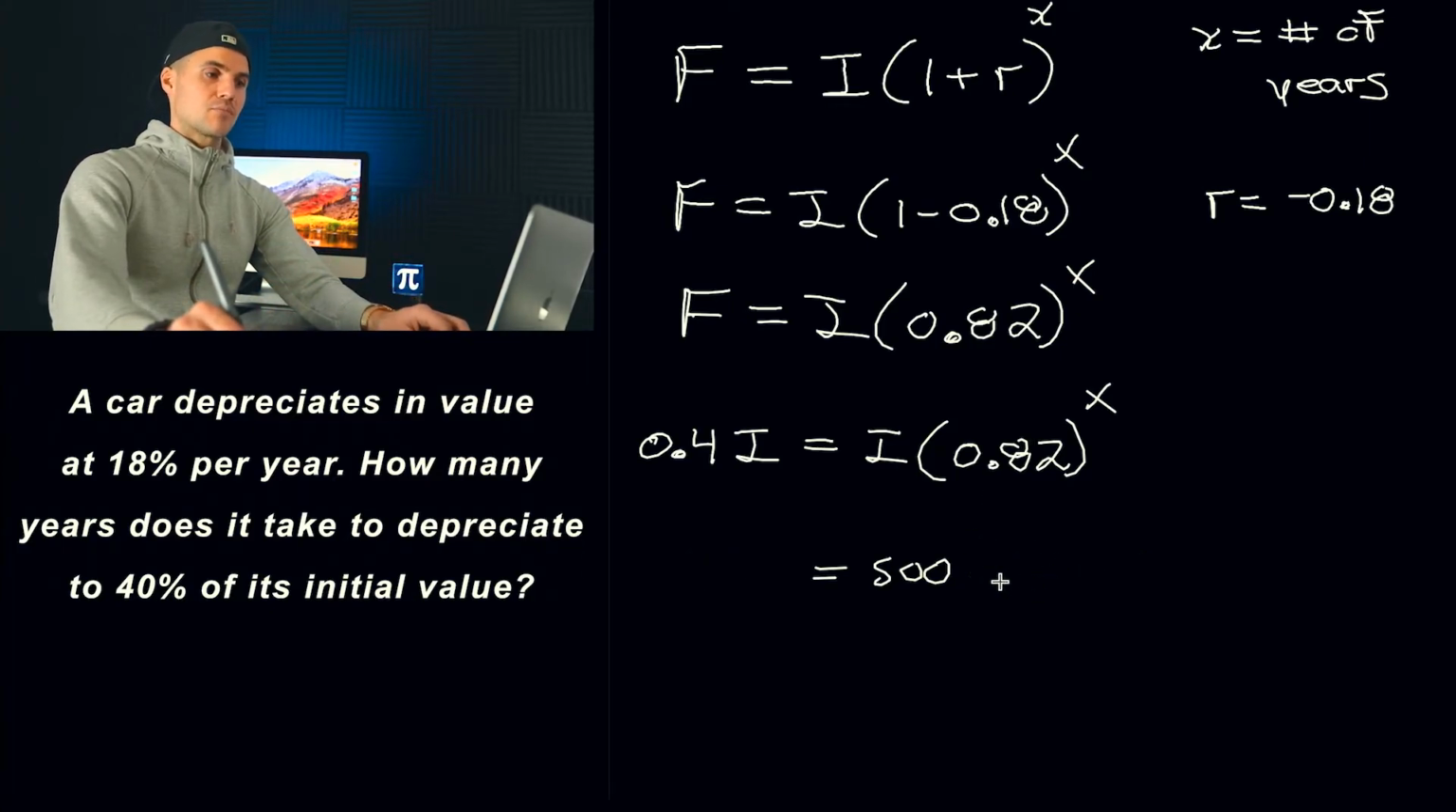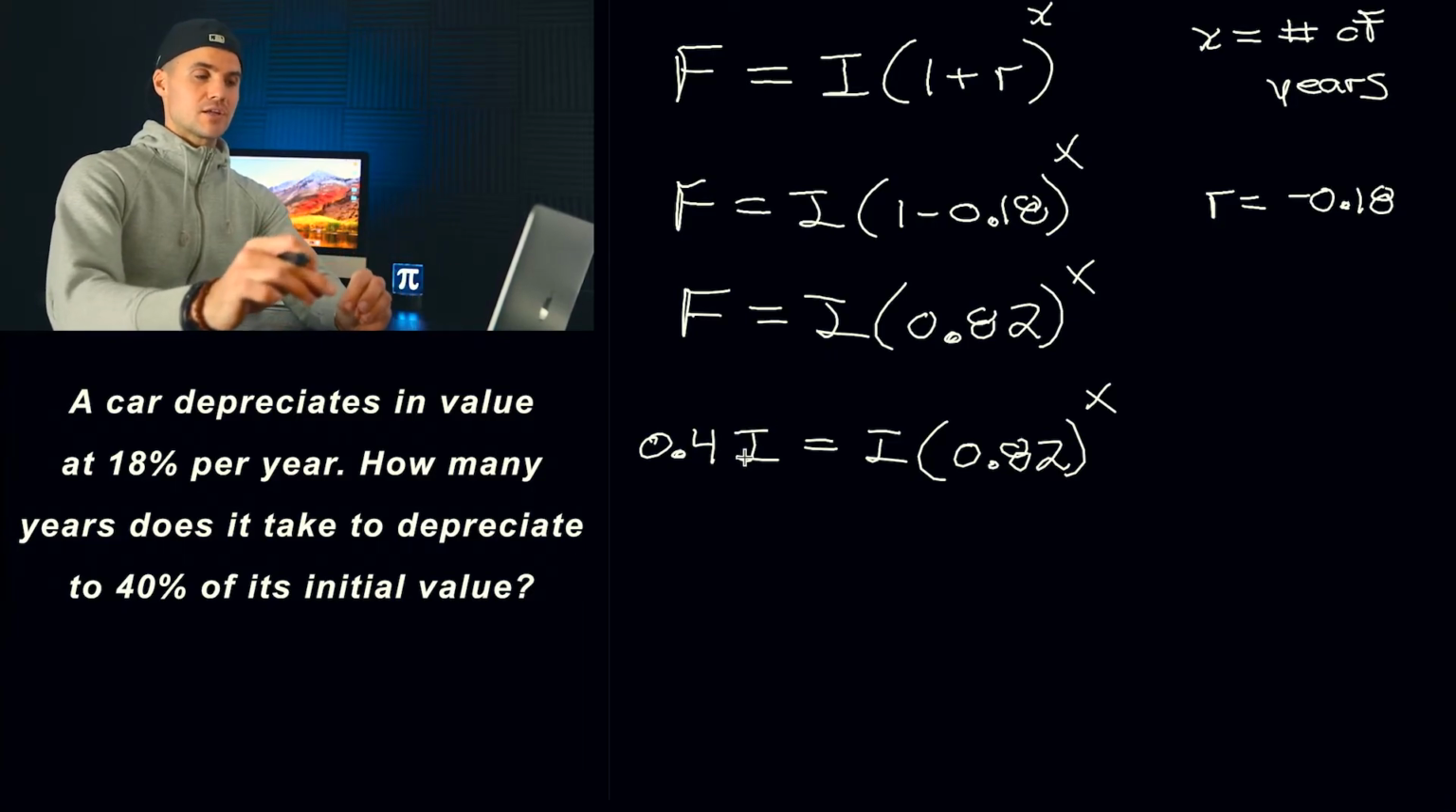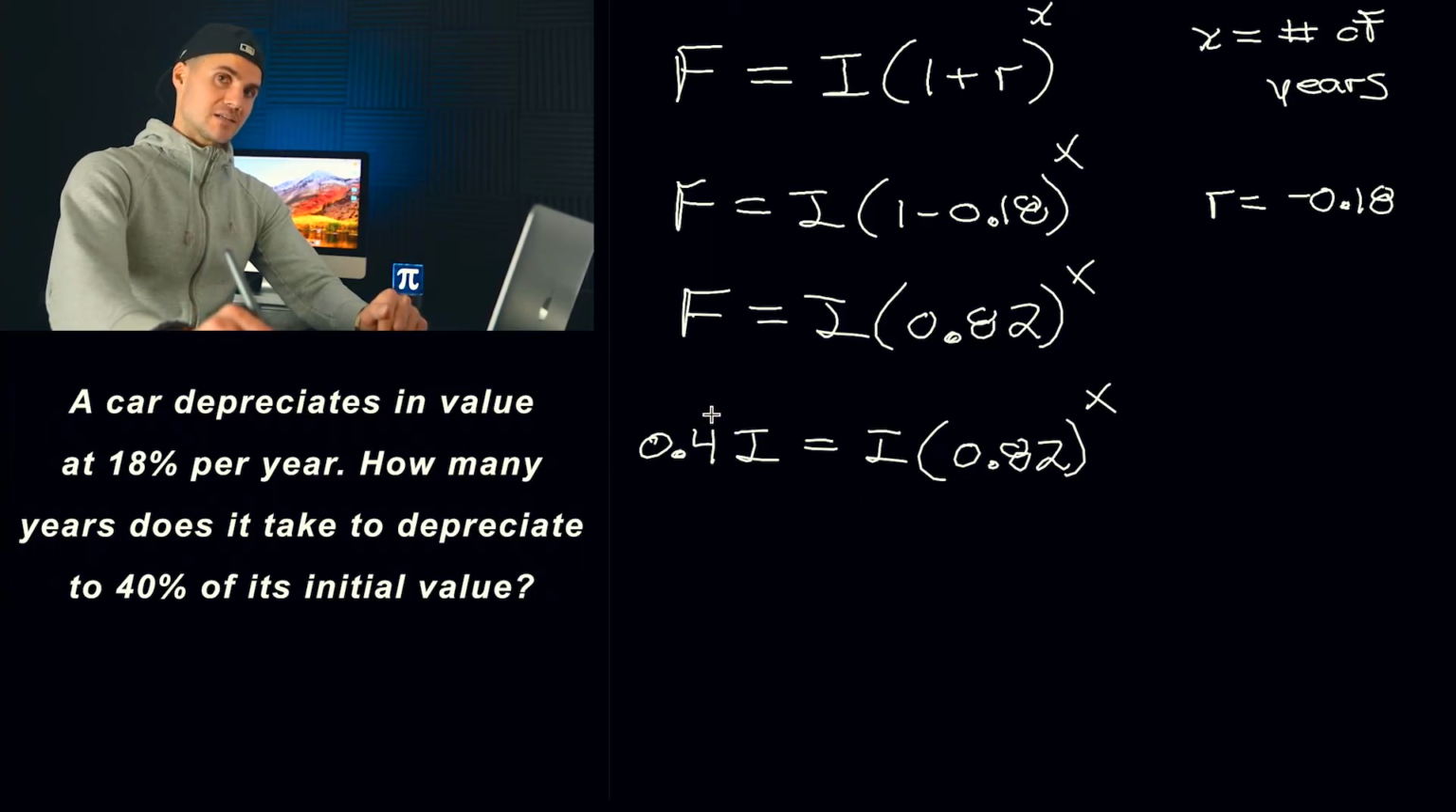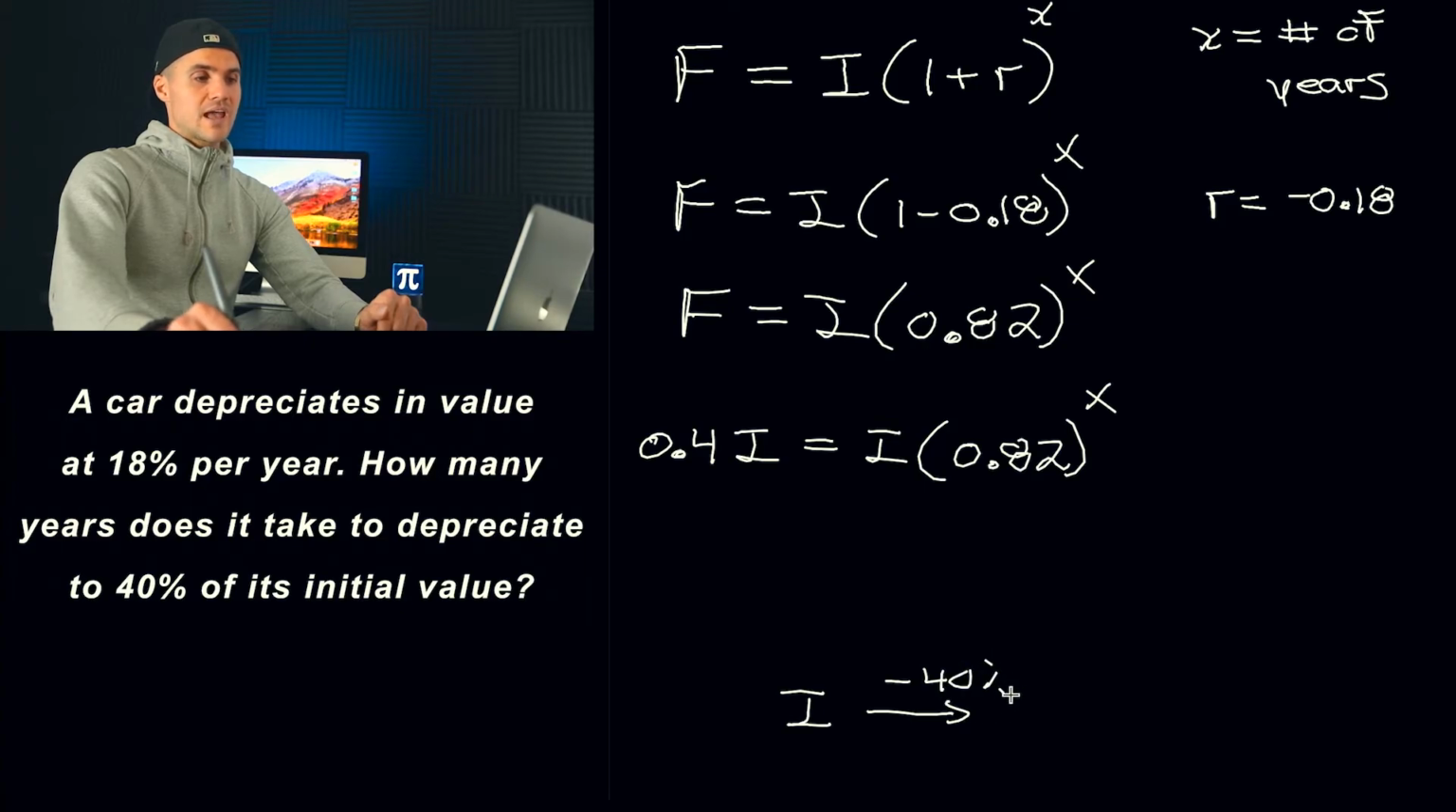Okay, and I mentioned this in previous videos that you don't necessarily need to be given an initial amount if you're given the rate and if you're given the final amount as a percentage of the initial amount. And you got to read these carefully. Now, in this one, they said it's going to be 40% of the initial value, but they could have also said that it depreciates by 40%. Okay, so how long is it going to take for the car to depreciate by 40%? Well, then you would have to plug in 0.6 I for the final amount, right?